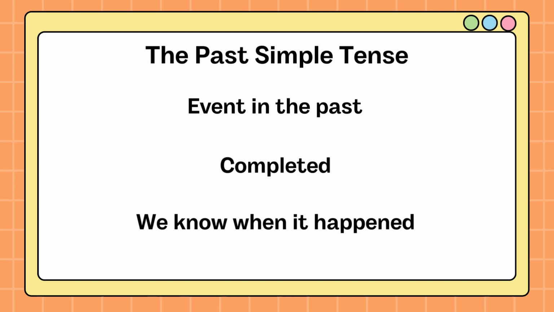The past simple tense is used for an event in the past that is completed and we know when it happened. It is the most common use of the past tense in English.